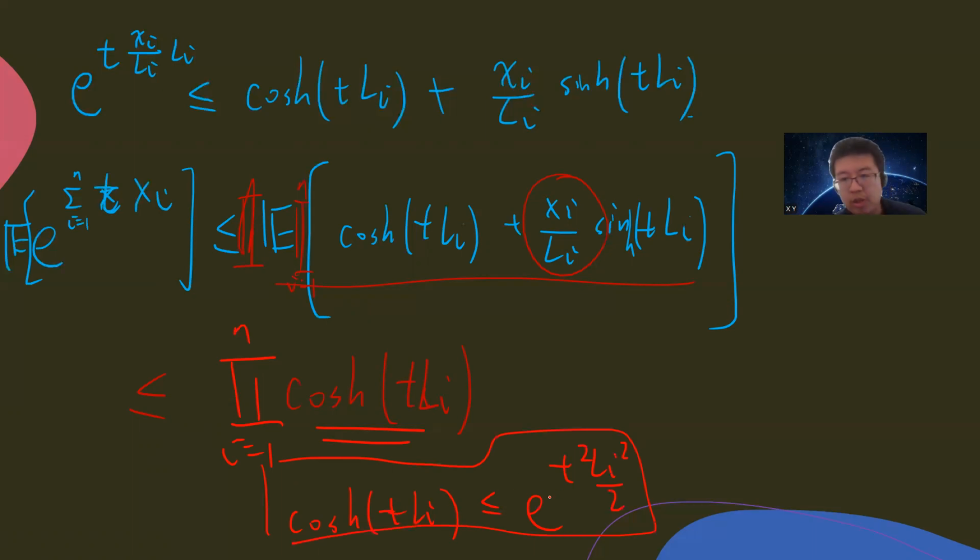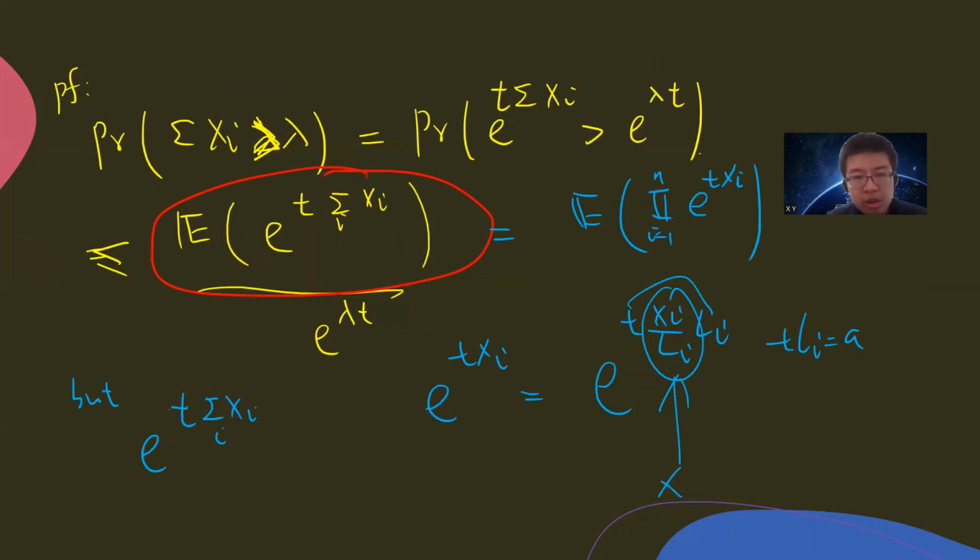Okay, so this is simple; you can check it by yourself. So this one is less or equal to exponential of t squared, the summation i from 1 to n of li squared, divided by 2. Well, this is a simple exercise. We just write this cosh as a Taylor expansion.